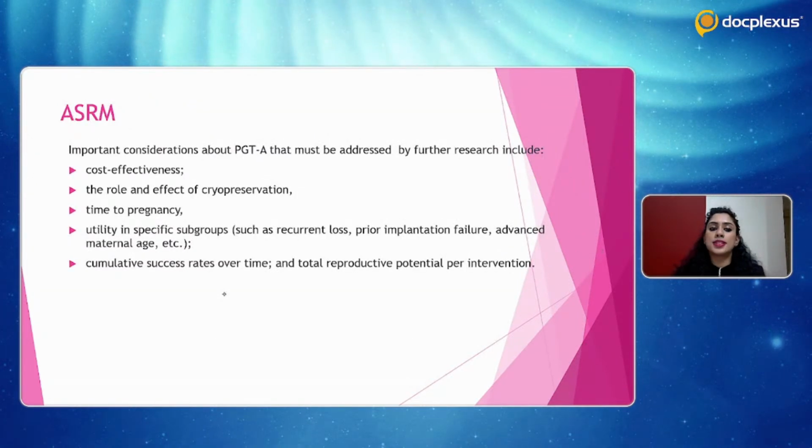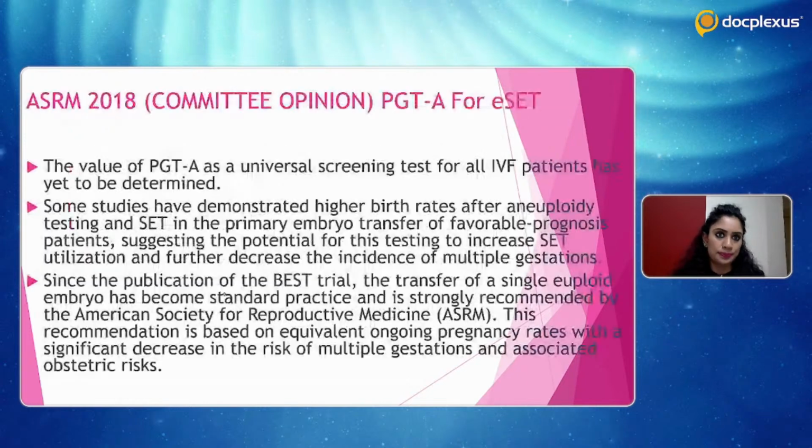Now, ASRM has some important considerations about PGT-A that must be addressed by further research, which include the cost effectiveness, the role and effect of cryopreservation, the time to pregnancy, and utility in specific subgroups such as recurrent loss, prior implantation failure, advanced maternal age, etc. Cumulative success rates over time have to be seen, and total reproductive potential per intervention has to be seen.